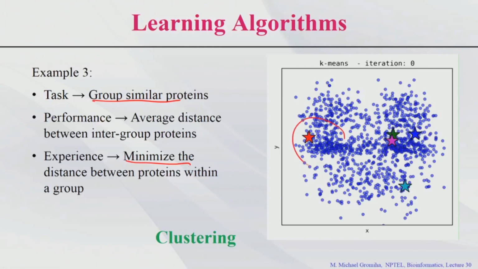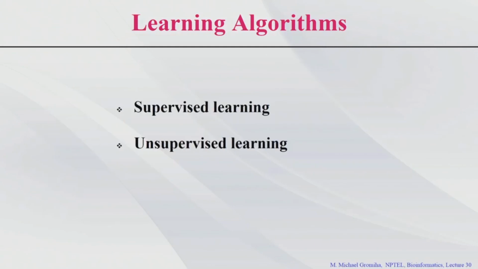For example, if this is the cluster, the proteins within this cluster have less difference, they have similar values. There are two different types of learning algorithms that we discussed: supervised learning and unsupervised learning. What is the difference between supervised learning and unsupervised learning?